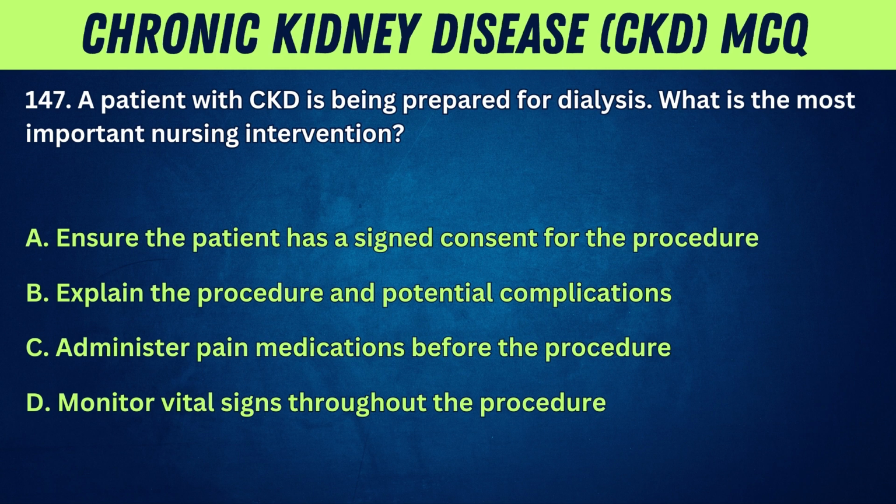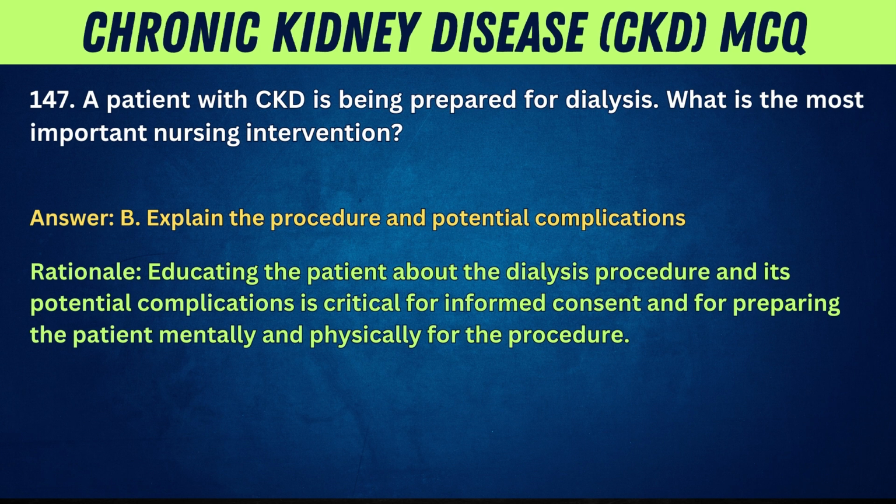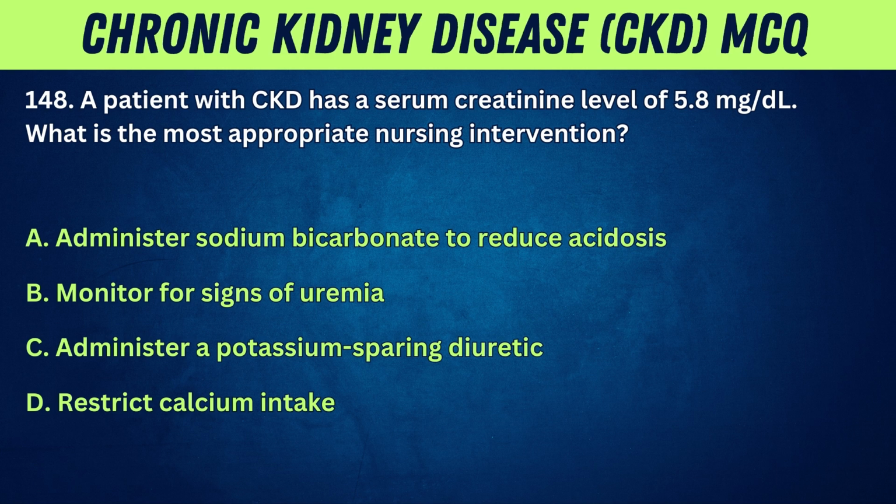147. A patient with CKD is being prepared for dialysis. What is the most important nursing intervention? A. Ensure the patient has a signed consent for the procedure. B. Explain the procedure and potential complications. C. Administer pain medications before the procedure. D. Monitor vital signs throughout the procedure. Answer: B. Explain the procedure and potential complications. Rationale: Educating the patient about the dialysis procedure and its potential complications is critical for informed consent and for preparing the patient mentally and physically for the procedure.